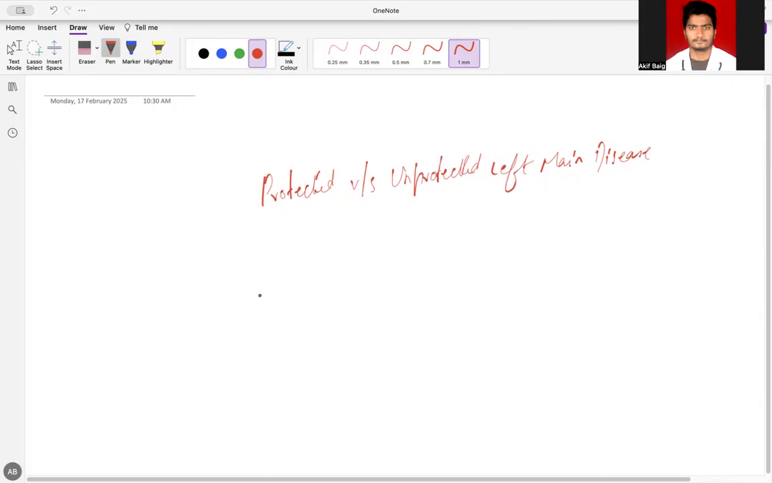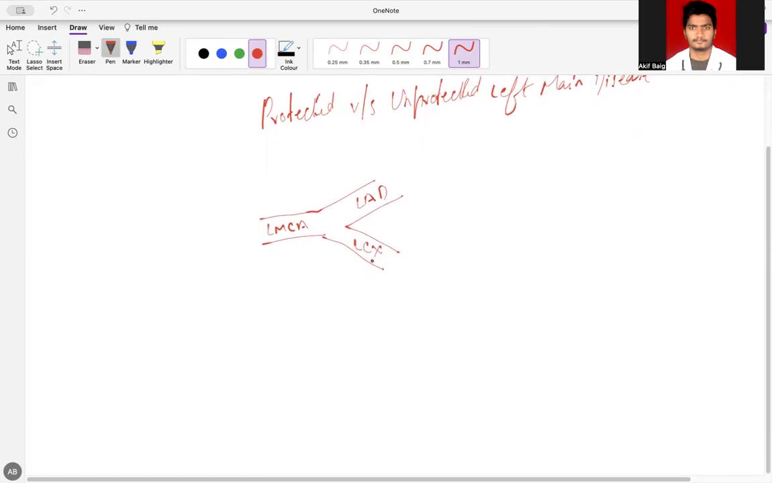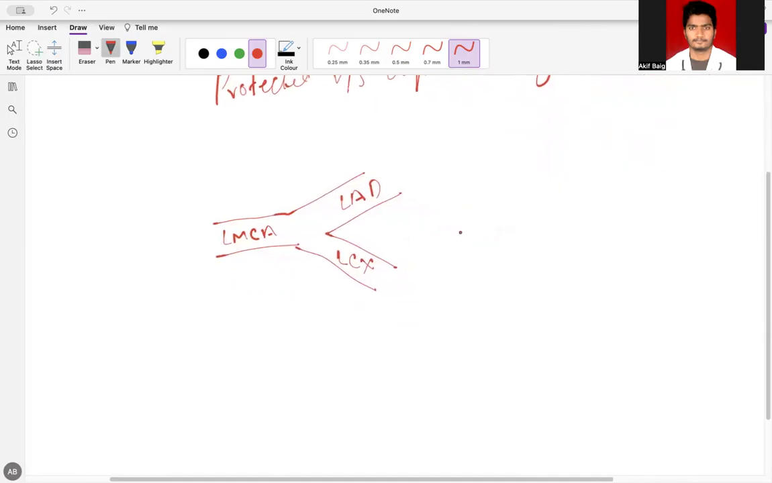So as we are aware, coronary arteries start on the left side with the left main coronary artery, and this left main coronary artery divides into two parts, that is the left anterior descending artery and the left circumflex artery. So now supposing that a patient has a disease in the left main coronary artery.